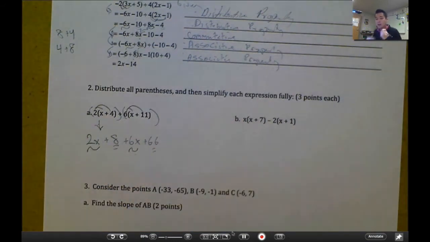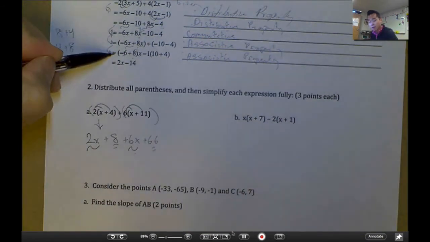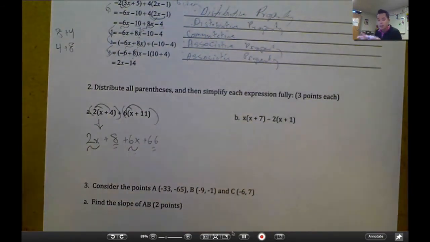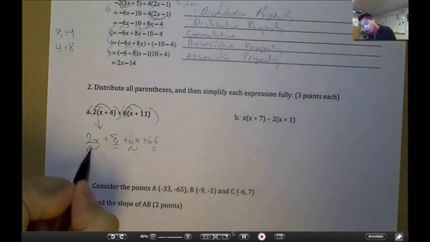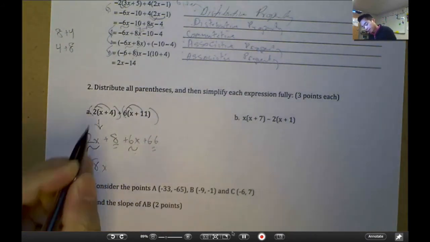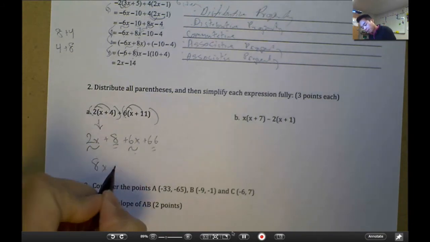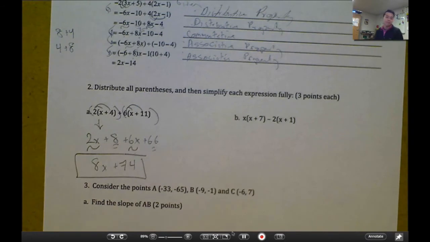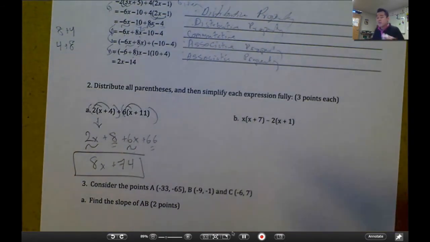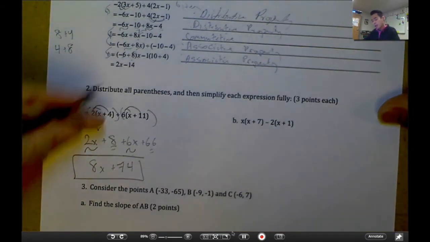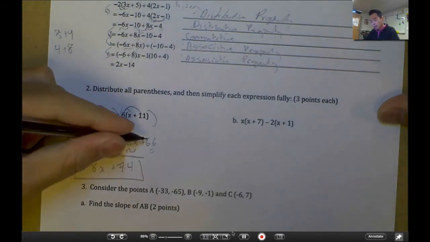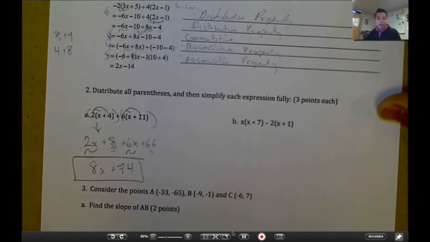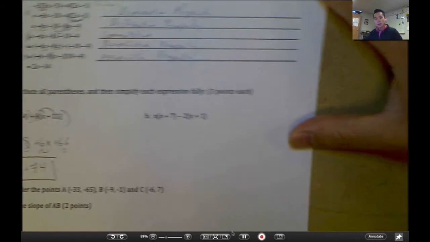See, what I'm just saying right now is very similar to this step up here, the associative property. I'm just pulling squigglies and underline is basically the associative property. I'm just grouping them together to get 8x. And then 8 plus 66, 74. And there is my final solution to that one. Okay, some of you missed that just because you missed that tail end. You might have forgotten that 66, or you might have dropped the 11, or you dropped the 4 instead of doing 8. Okay, let's go to B.